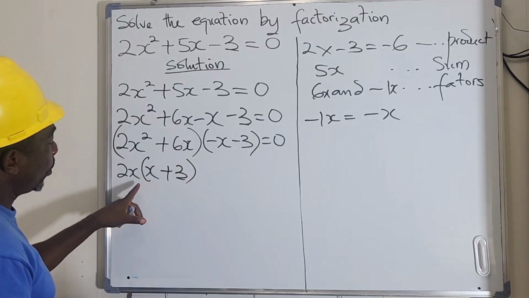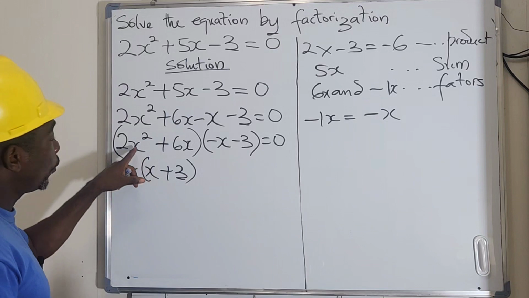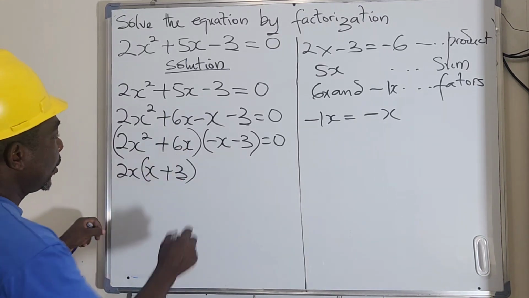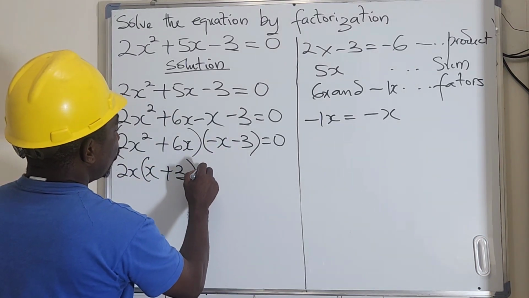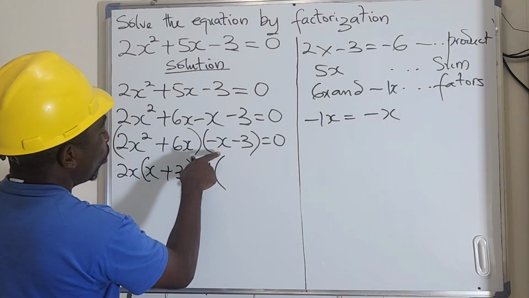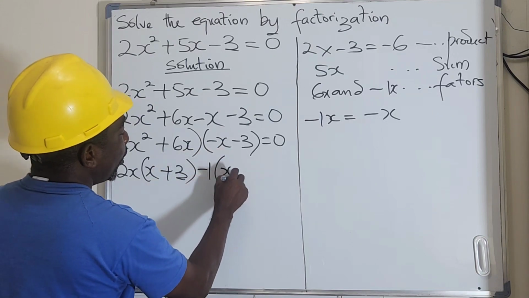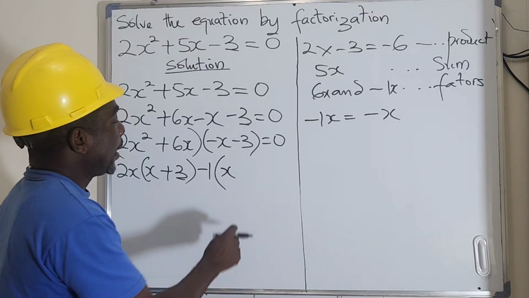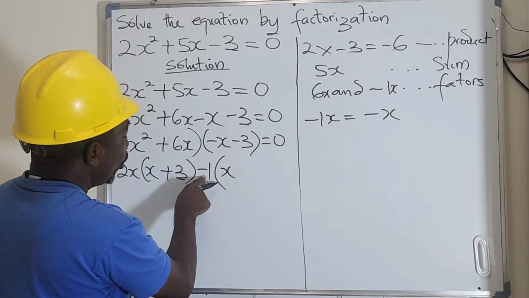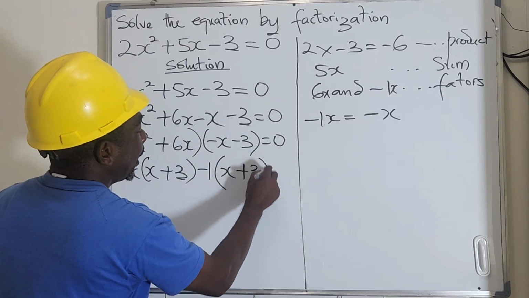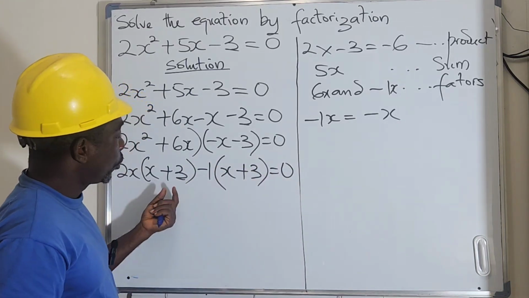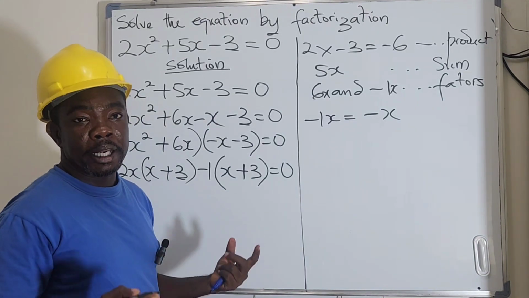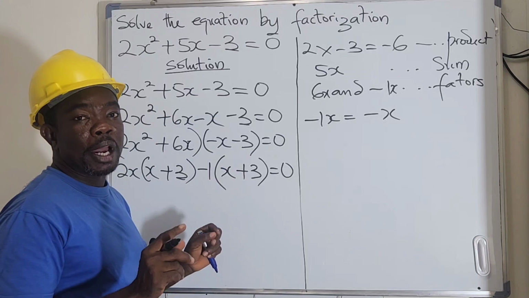If I expand this out, we have 2x times x will give you 2x squared. Then 2x times 3 will give you 6x. So the next factor is going to be minus 1. Then minus 1 times x will give you minus x, or minus x divided by minus 1 will give you x. Then minus 3 divided by minus 1 will give you plus 3. So this equals 0. So you can see that the first parenthesis and the second parenthesis are similar. They must be similar. If they are not similar, then that means your answer is not correct.